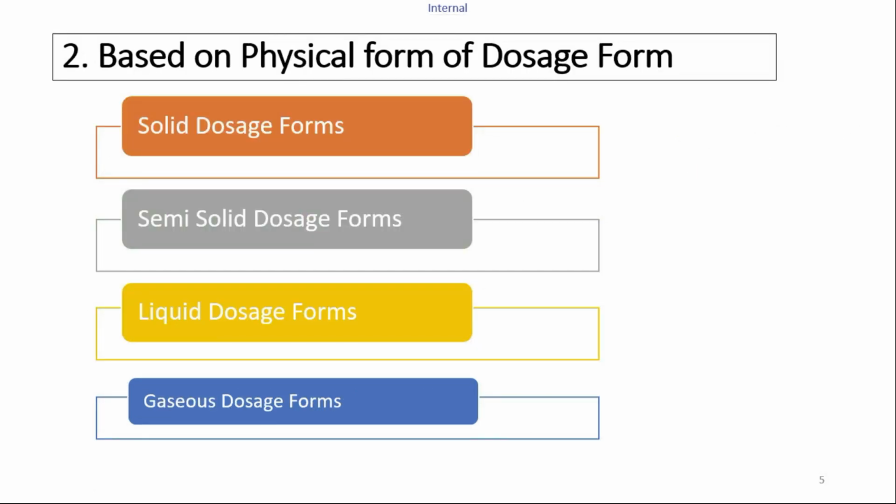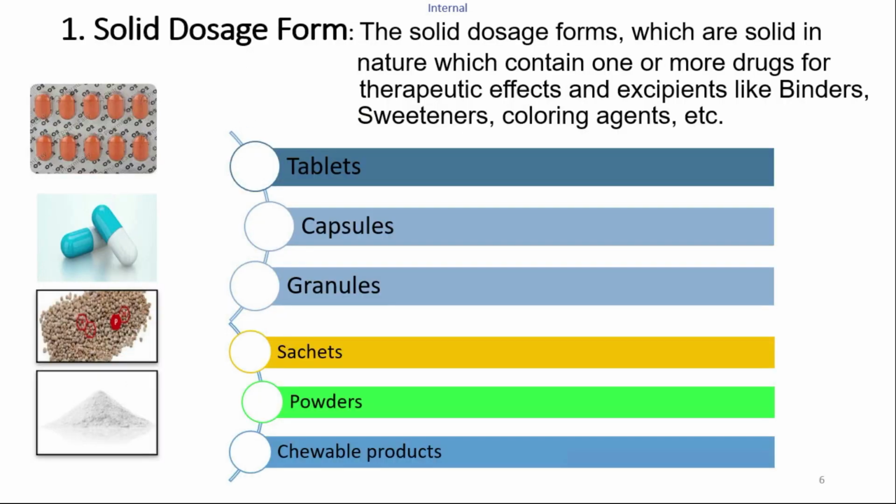Next is based on the physical form of dosage forms, on what form the dose is present, and on the basis of that it is divided. First is solid dosage form, semi-solid dosage forms, liquid dosage forms, and the gaseous dosage form, right? These are the most important dosage forms. So let's see what the solid dosage forms are first.